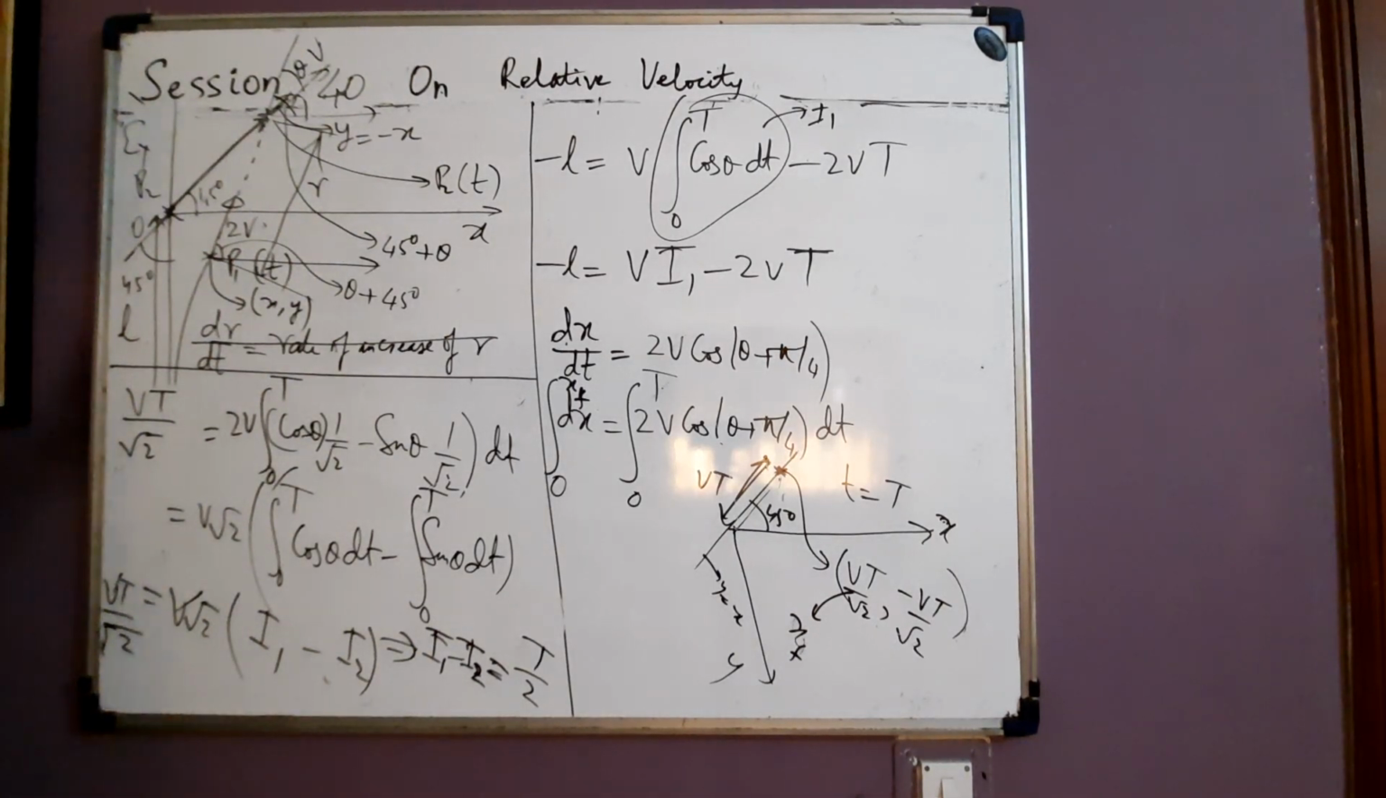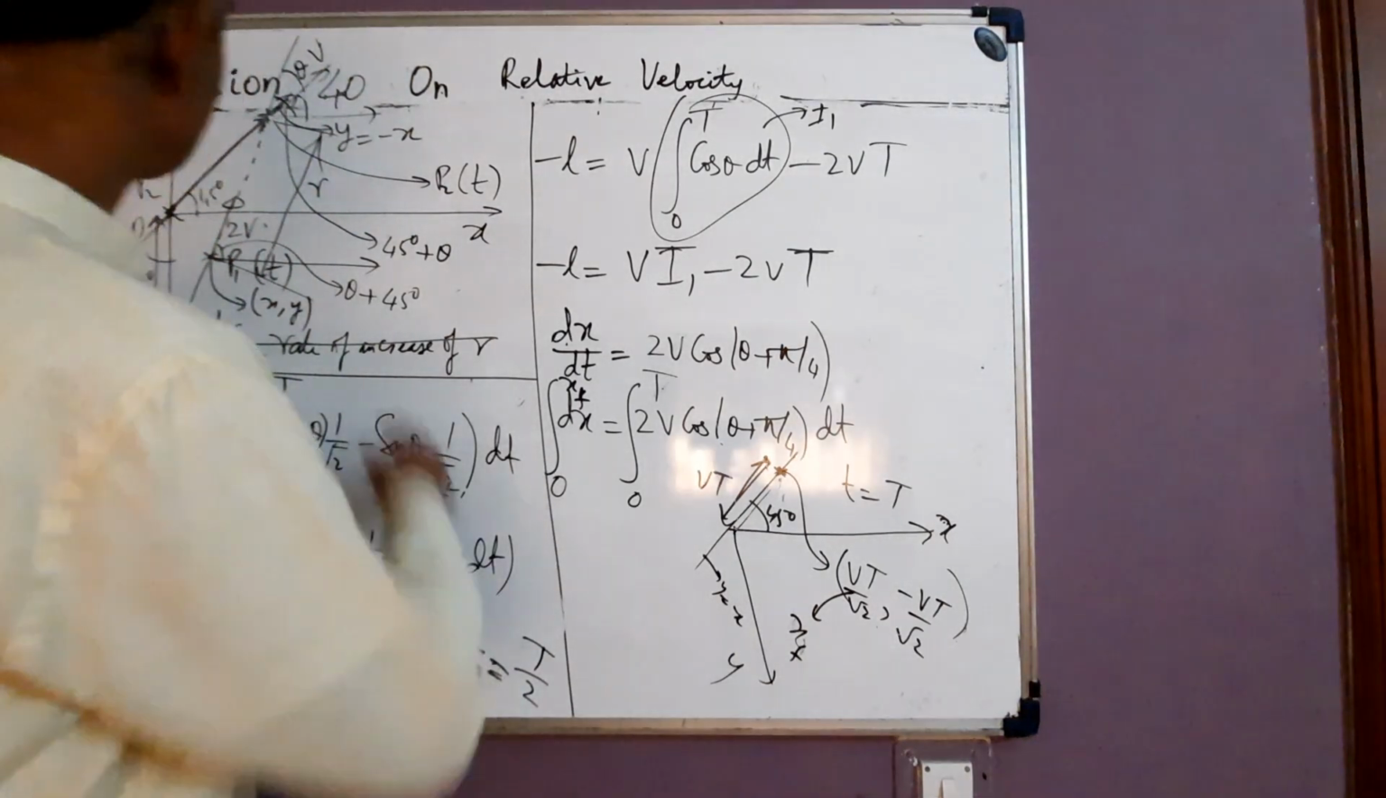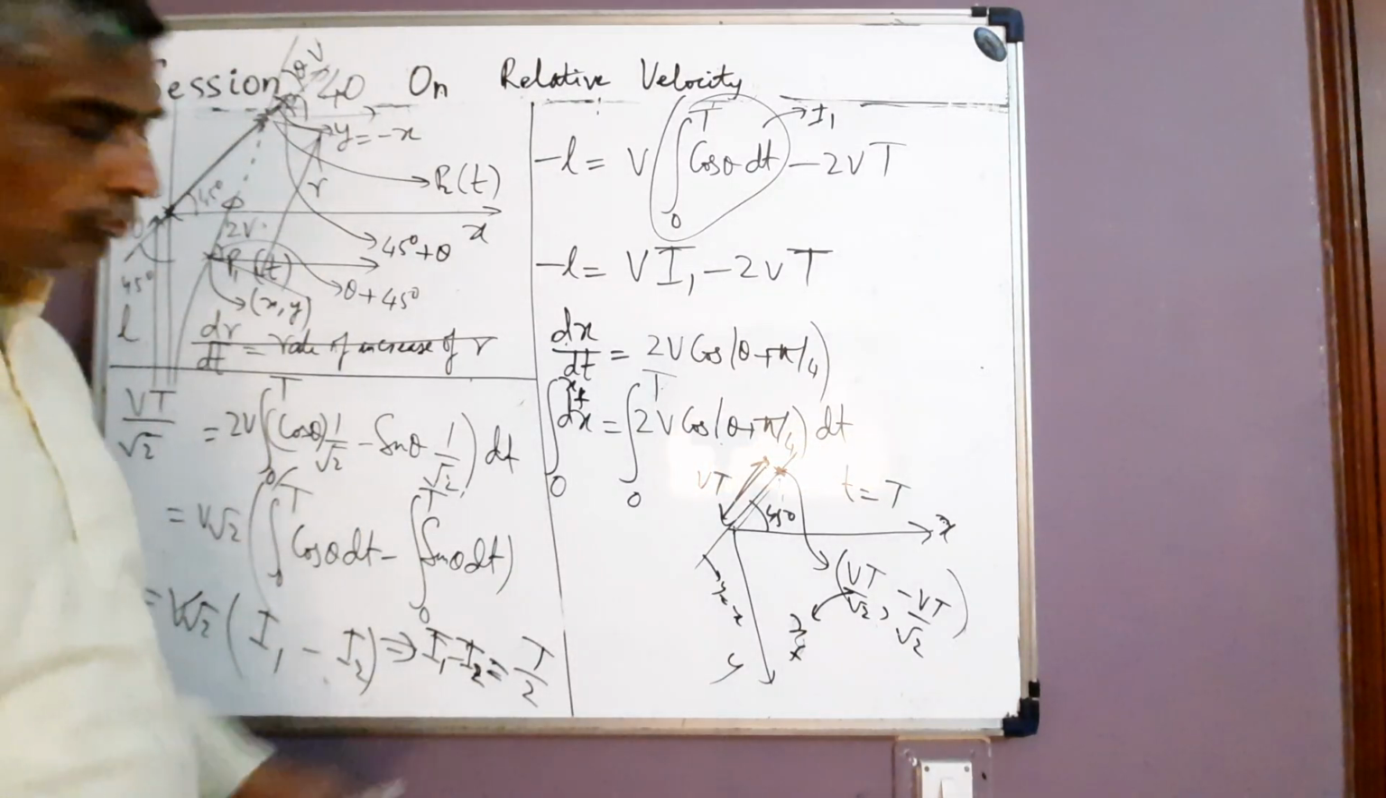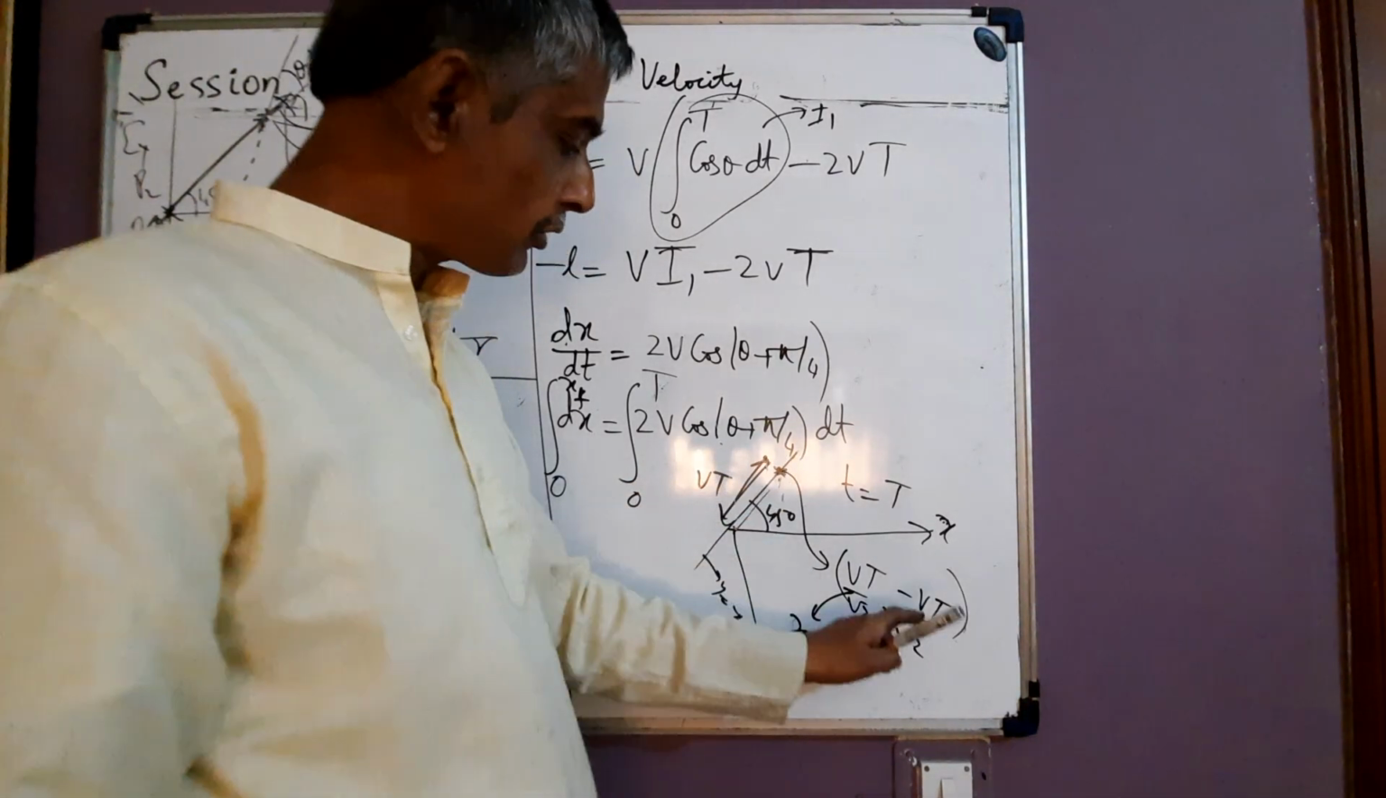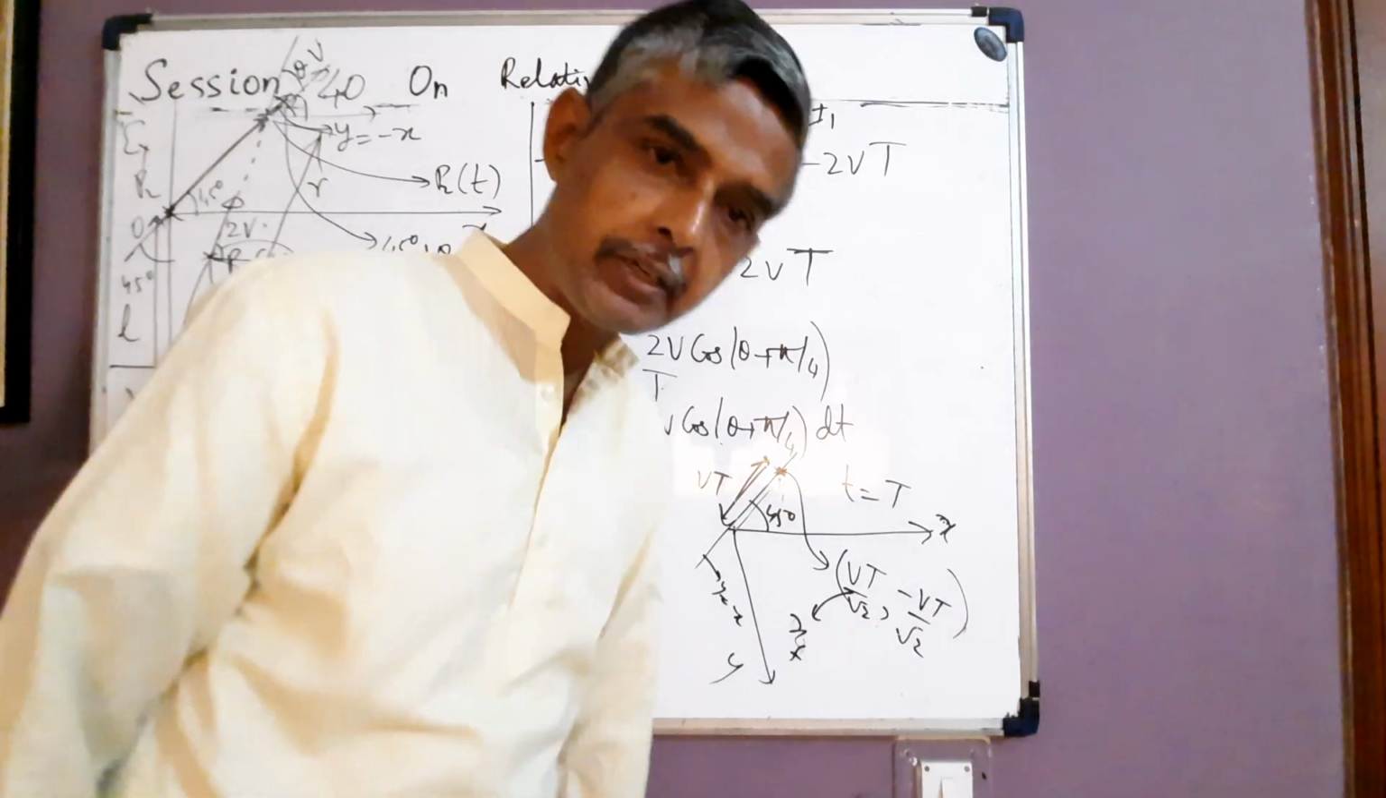Now what we have to do? One more thing: we have to equate the y coordinates also. When the two points come here, the y coordinates also become the same, minus Vt by root 2.